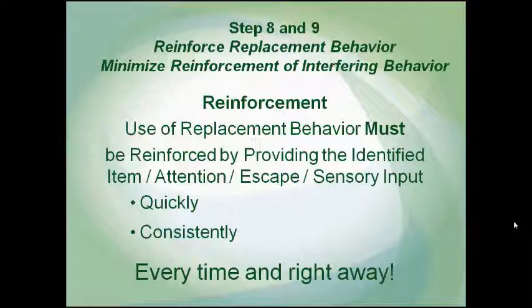Great. So with next steps 8 and 9, it's reinforcing replacement behavior and minimizing reinforcement of interfering behavior. The reinforcement piece here, I mean, basically what we're saying is when that student uses the replacement behavior, you immediately and consistently get them what they are communicating. If they're communicating to get away from something, they get away from it. If they're communicating access to something, they get it, not after 15 more minutes, not after finishing this math sheet.